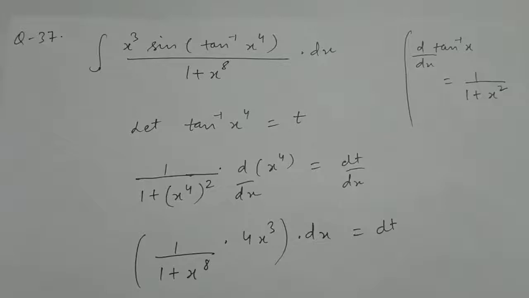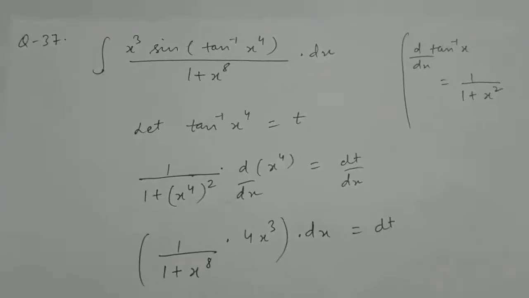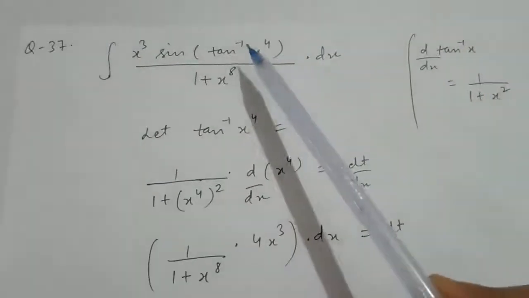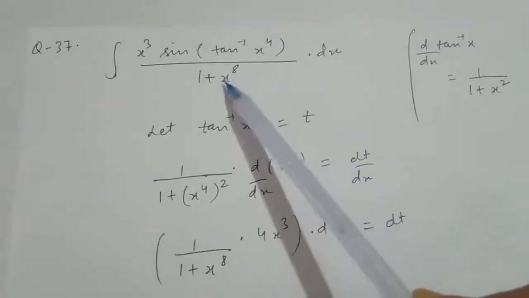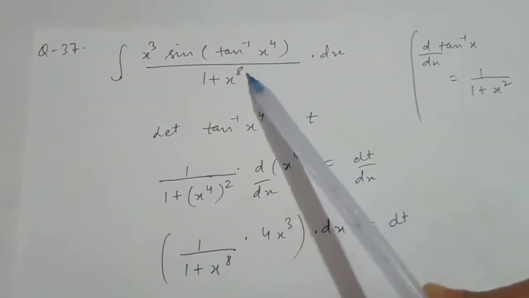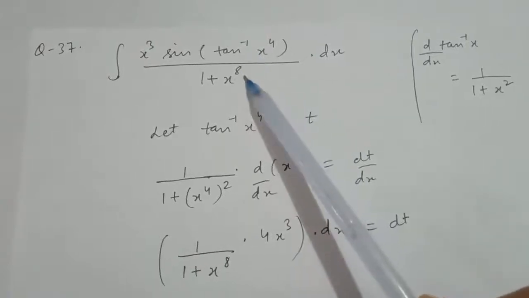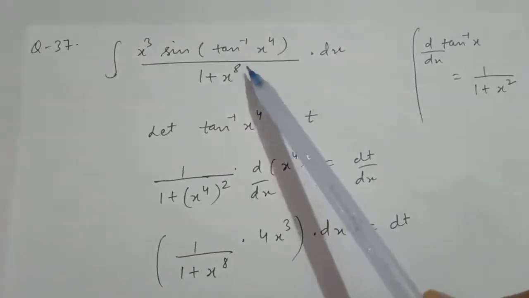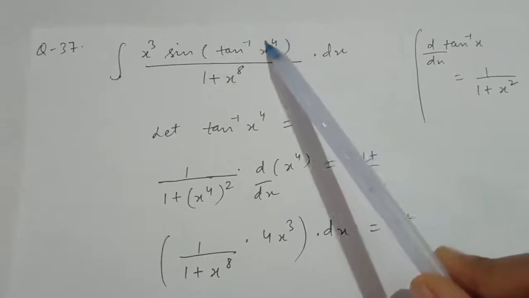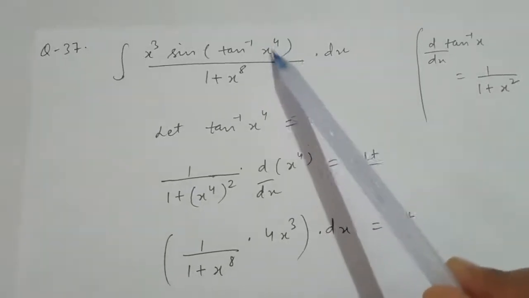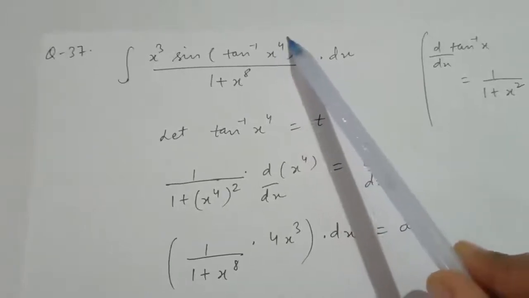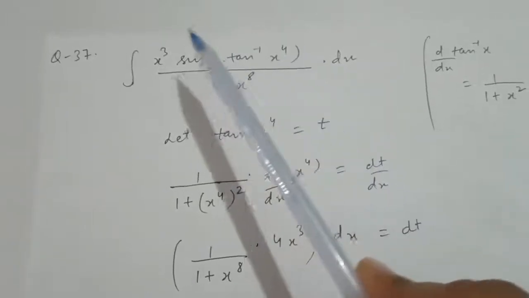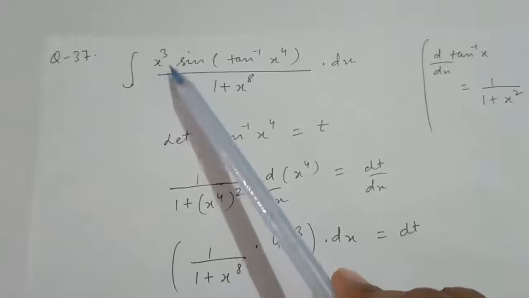Question number 37 is integral of x cube into sine of tan inverse x raised to the power 4 upon 1 plus x raised to the power 8. Now you have to decide what is to be taken as equal to t. Now see, if you take just this x raised to the power 4 as equal to t, then the derivative of this is 4x cube, and x cube exists in the integrand.